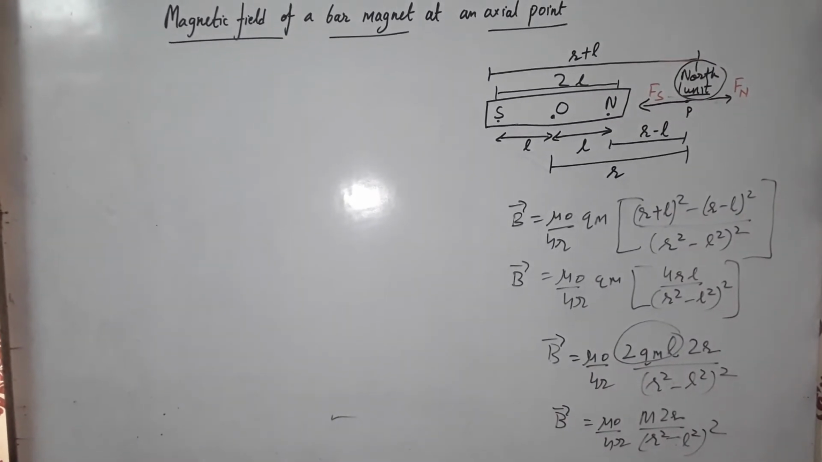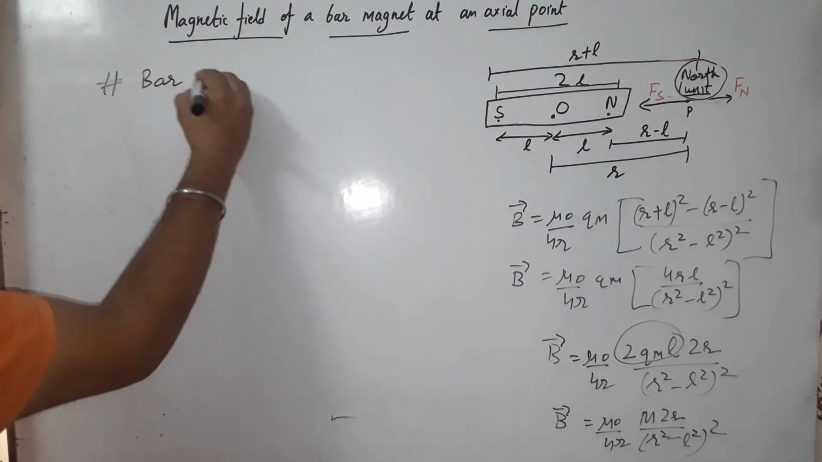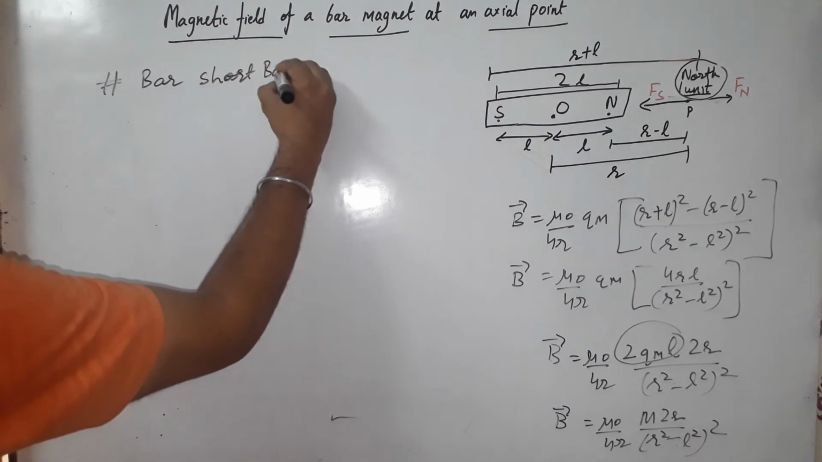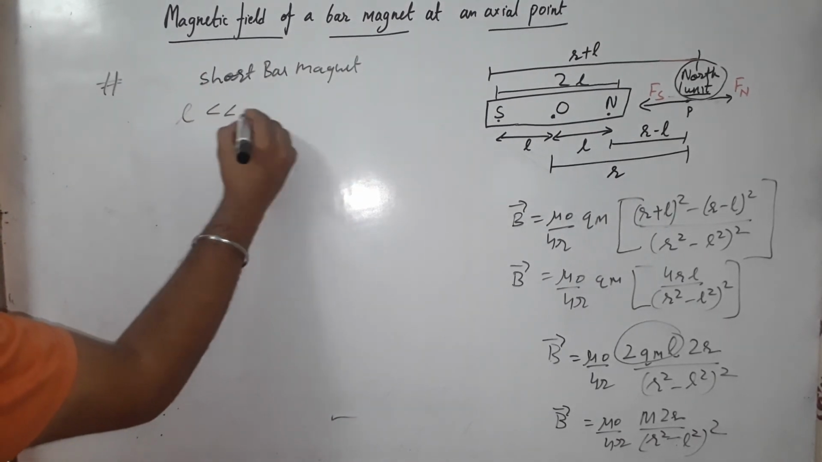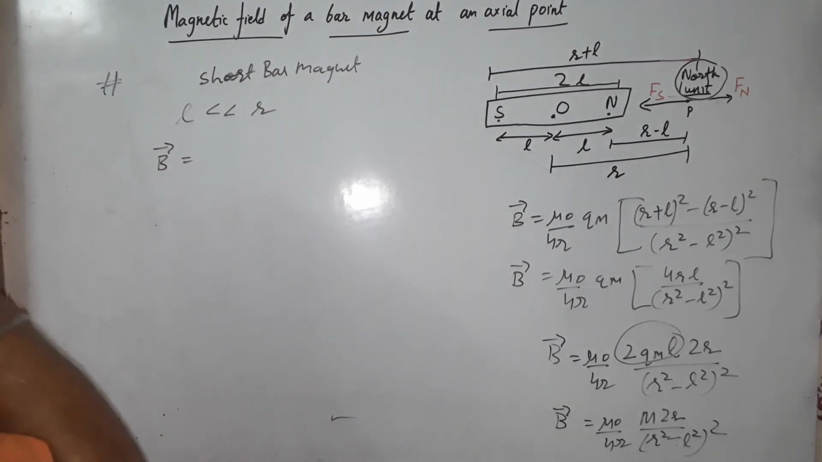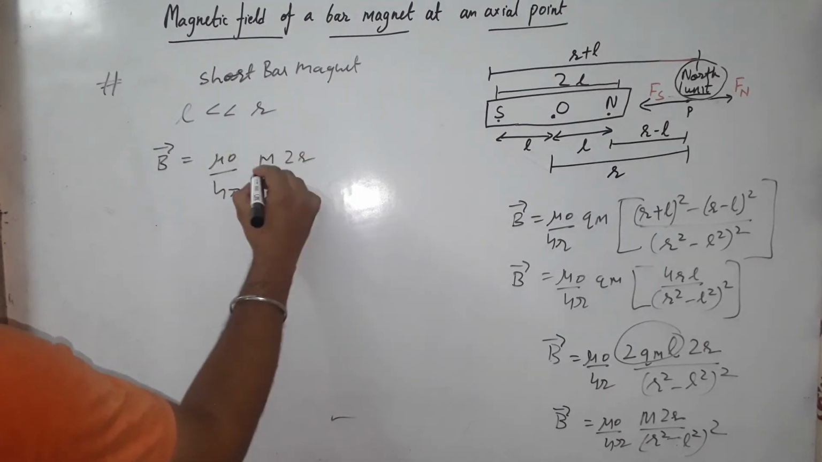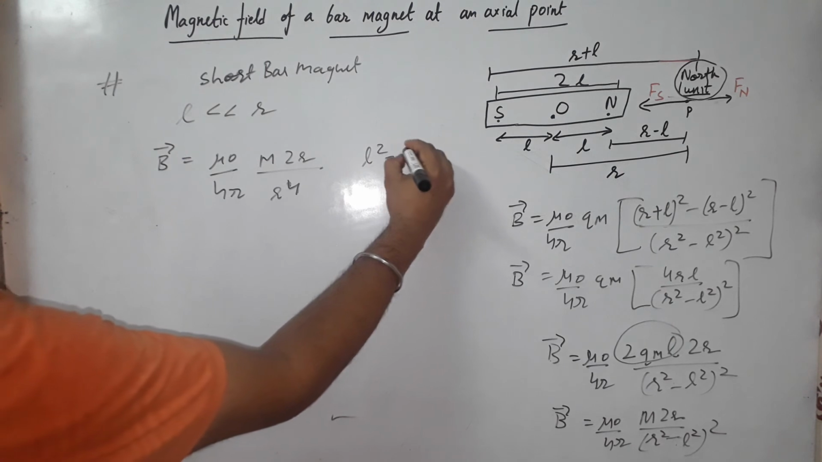Now after this we will have a special case. In this special case, we will consider the bar magnet to be a short bar magnet. So we will consider L to be much less than r, so we assume that we remove L square from the denominator. We will have the result mu naught by 4 pi, M into 2r upon r to the power 4. Why? Because L square is neglected.